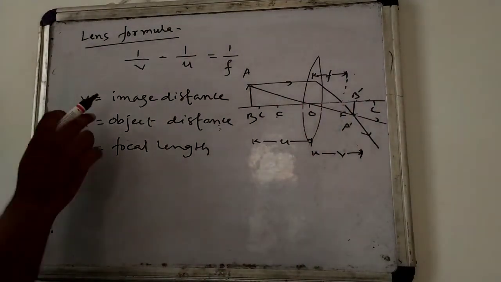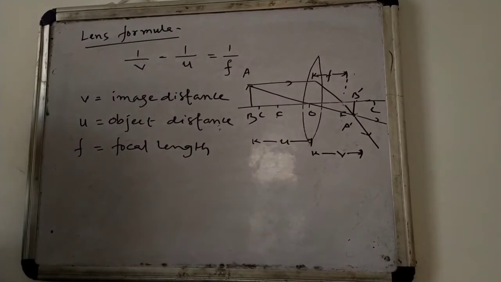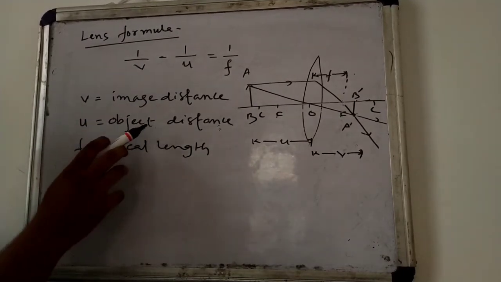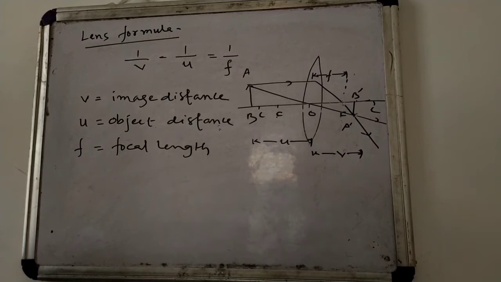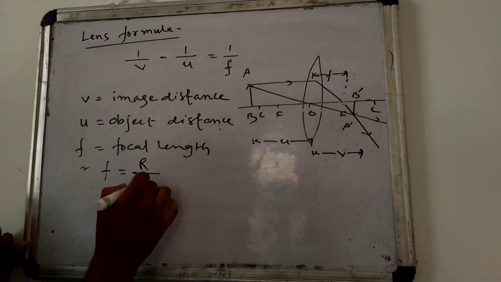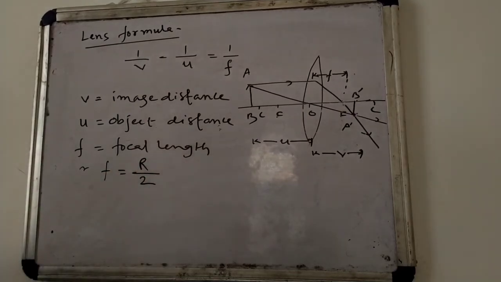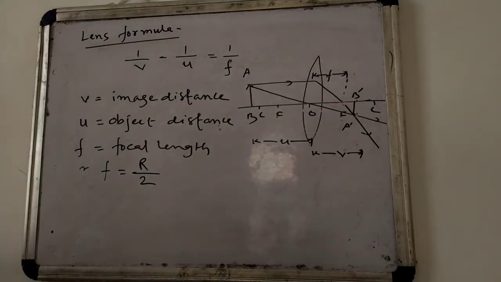Okay, that means the definition of image distance is the distance of the image from optical center, object distance is the distance of the object from optical center, and focal length is the distance of the focal point from optical center, or F equals to, we can write, R by 2. Focal length is half of the radius of curvature. Okay, so this is our lens formula.